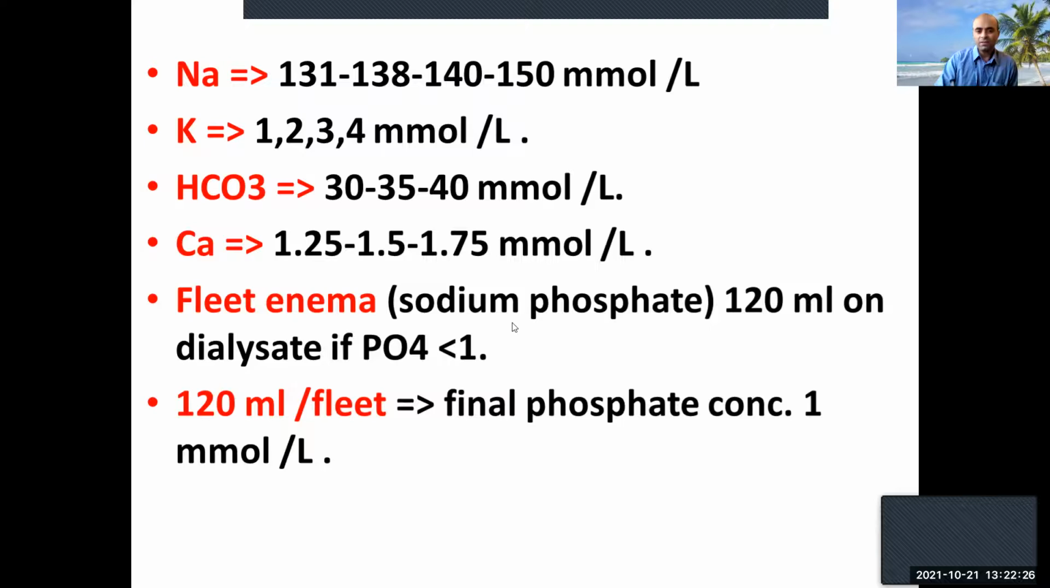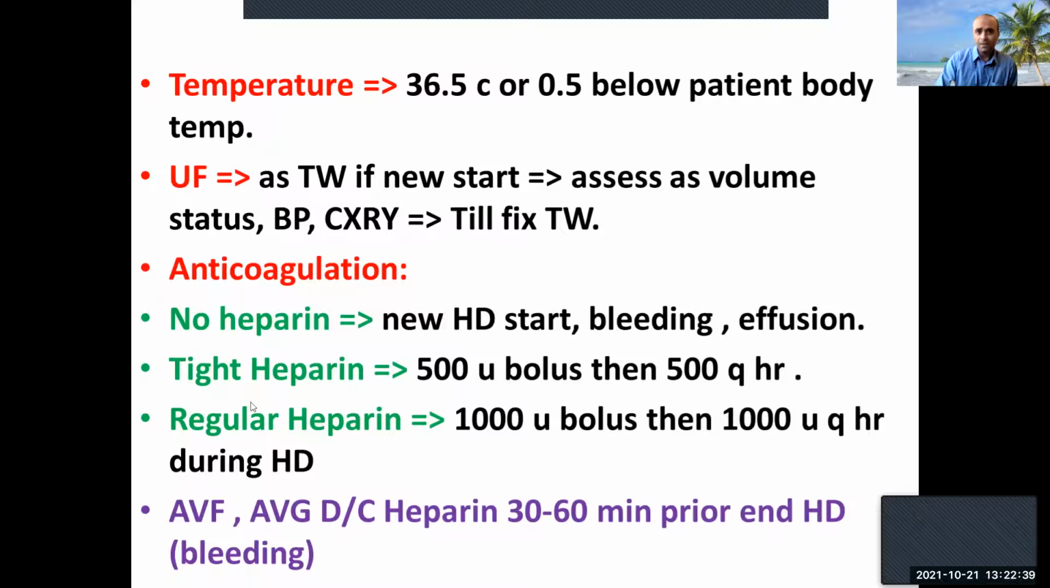Fleet enema, don't forget this: sodium phosphate enema, Fleet enema 120 ml on dialysate if phosphorus is low. The final phosphate concentration will give you 1 millimole per liter, okay? Temperature standard 36.5, or better 0.5 below your patient's body temperature. Set the temperature 0.5 lower than the patient's temperature during the dialysis.